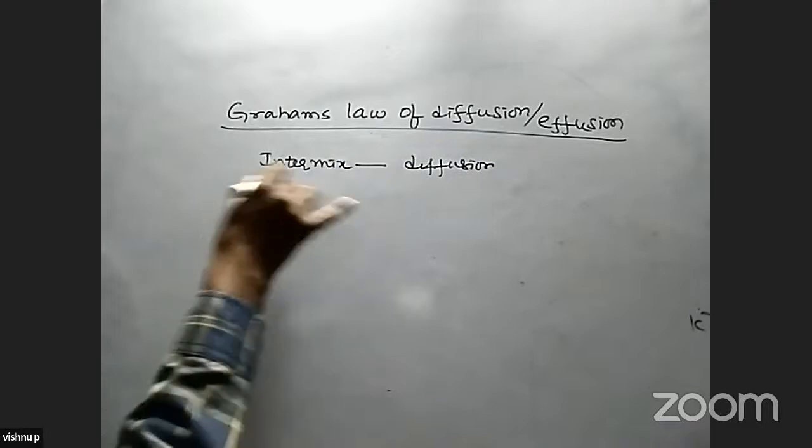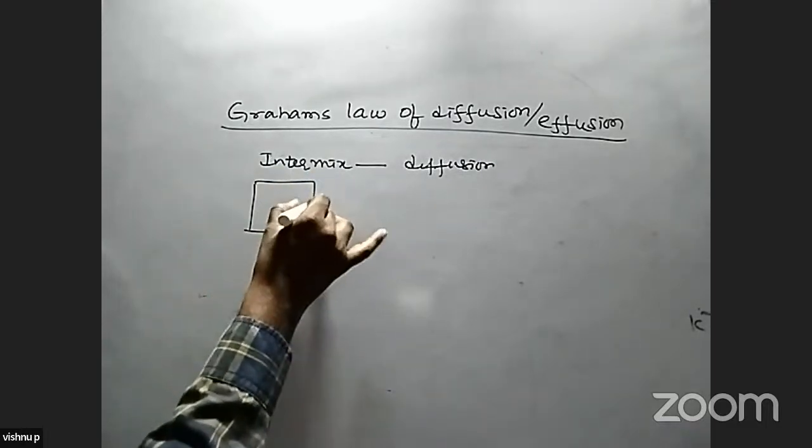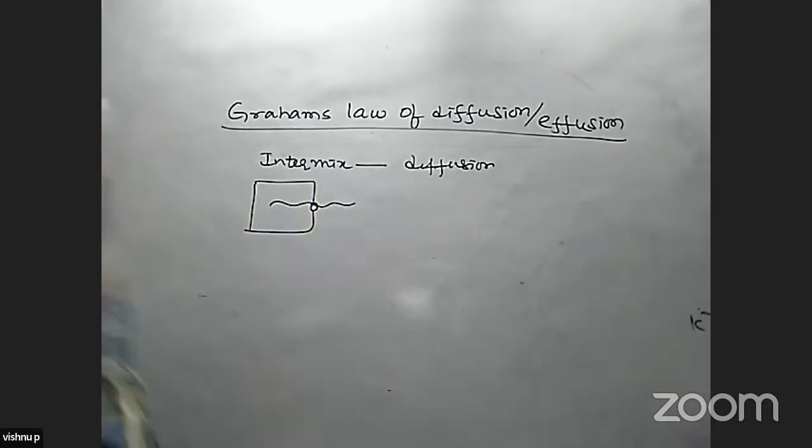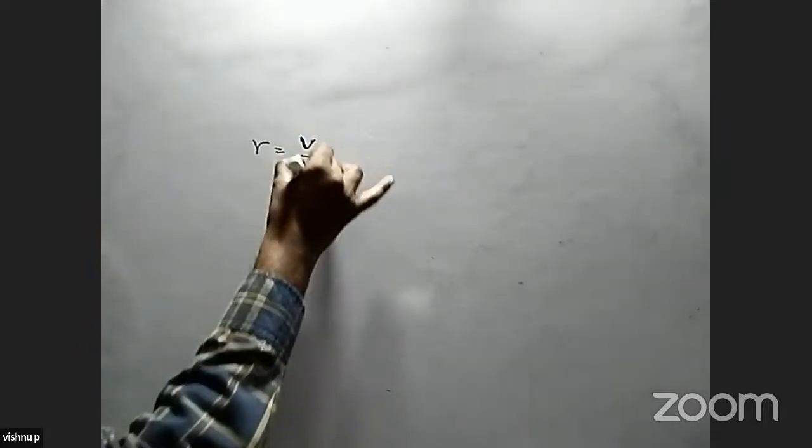And when a gas is present in a high pressure region and enters a low pressure region through a small hole, that is called effusion. So, according to Graham's law, the rate of effusion or diffusion of a gas is directly proportional to volume and inversely proportional to the time for effusion or diffusion.